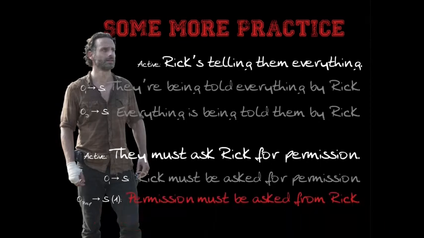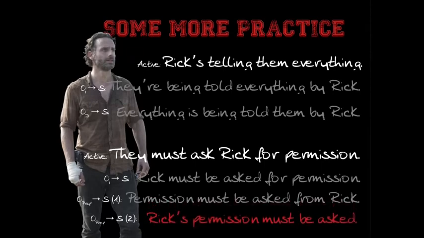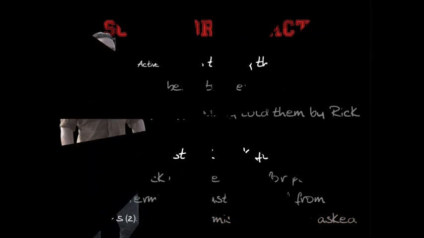Permission must be asked from Rick. Yes, okay. And another possibility. This time use a genitive. Rick's permission must be asked. Yes. In this case, I would rather use the second version. Rick's permission must be asked, or perhaps permission from Rick must be asked. It's kind of stylistic again, and you once more kind of see that Rick must be asked for permission sounds more natural. Okay. Well, that's it for now.